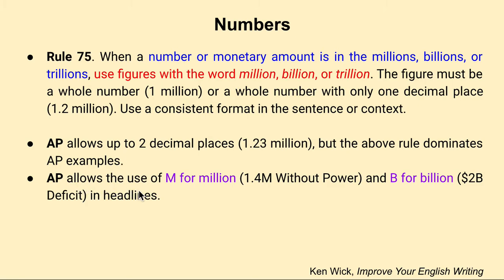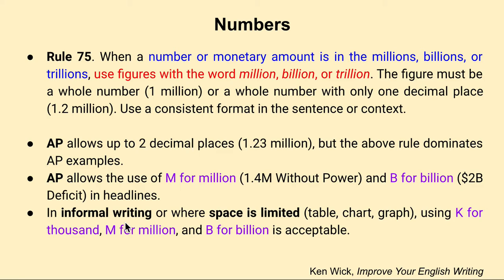And the AP also allows the use of a capital M for million, so like 1.4 million without power, or capital B for billion, like $2 billion deficit in headlines. So it does allow the abbreviation capital M and capital B for million and billion in headlines. And in informal writing, or where space is limited, like in a table, chart, or graph, using capital K for 1,000, capital M for million, and capital B for billion is acceptable.